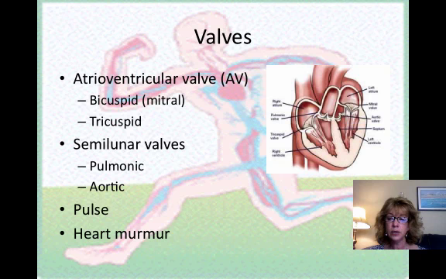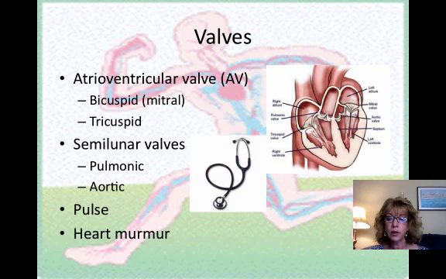Your pulse is the rhythmic stretching of arteries caused by the pressure of blood driven by ventricular contraction. It measures heart rate. When we use a stethoscope, you're listening to valves closing. You hear this lub-dup sound, lub-dup, lub-dup. The lub is the recoil of the blood against the closed AV valve, and the dup is the recoil of blood against the semilunar valves.